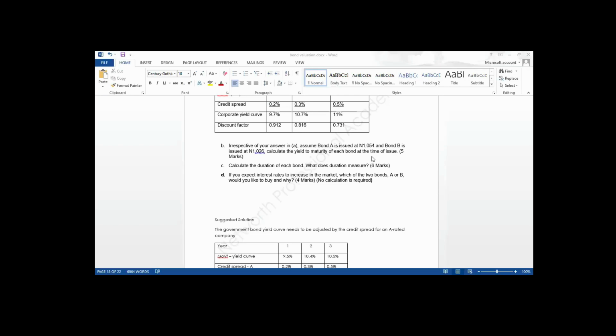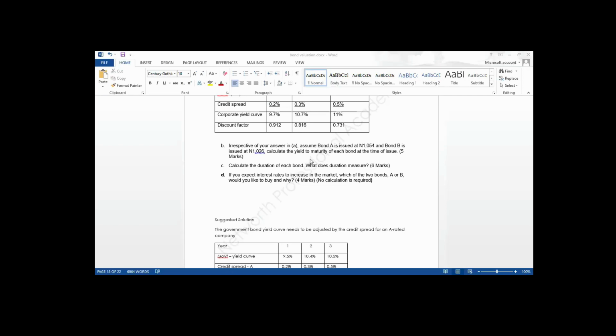So yield to maturity is calculated the same way as the IRR by assuming two discount rates. That's very correct. Yield to maturity is the internal rate of return of the cash flows associated with a bond. It's calculated in the same manner as we calculate internal rate of return.